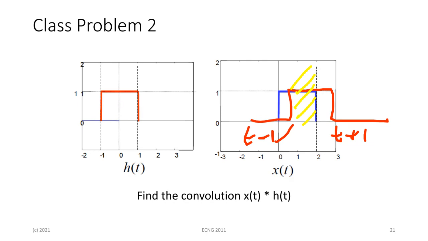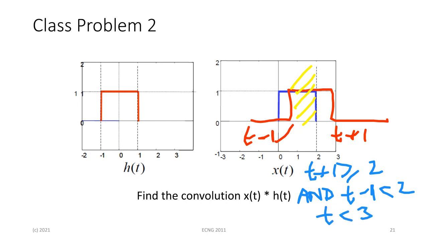The first thing, of course, you always have to do is find the limits of this zone. This now is t plus 1 greater than or equal to 2, and t minus 1 less than 2. Work that out, and when you combine them, you should get t less than 3 and greater than or equal to 1, somewhere between 1 and 3 now. Notice how wide is this zone? 2 units. And how wide are both of the pulses? Both of them happen to be 2 as well.